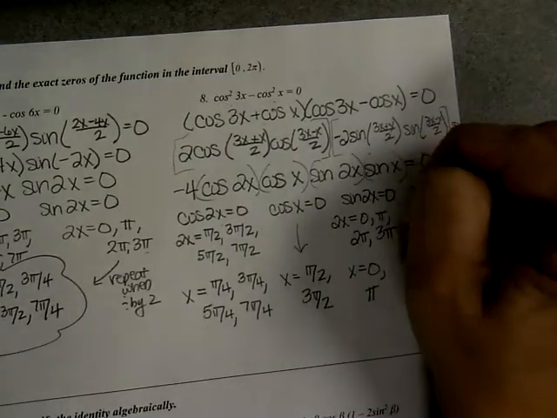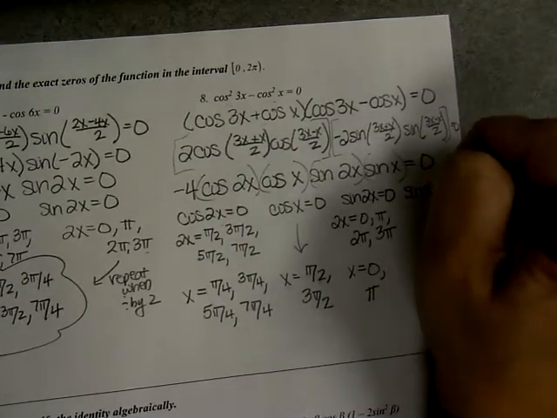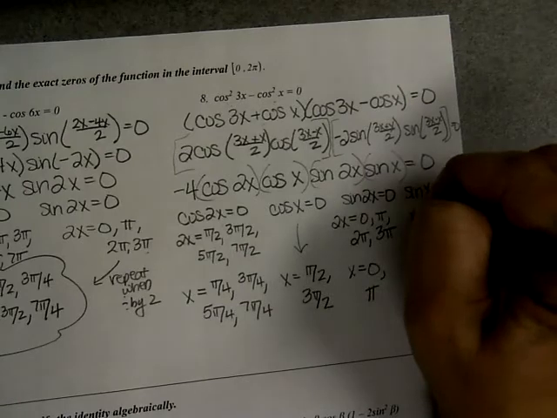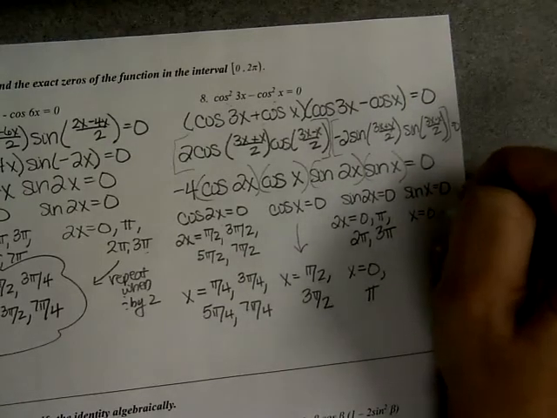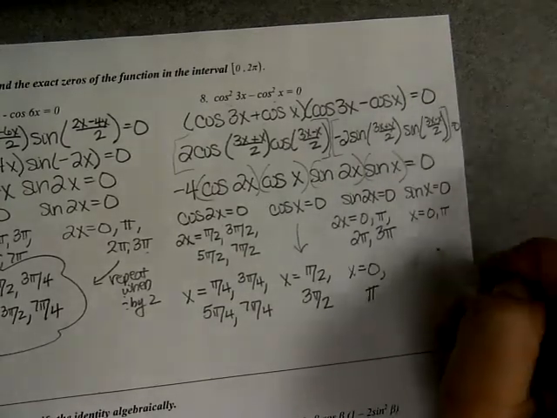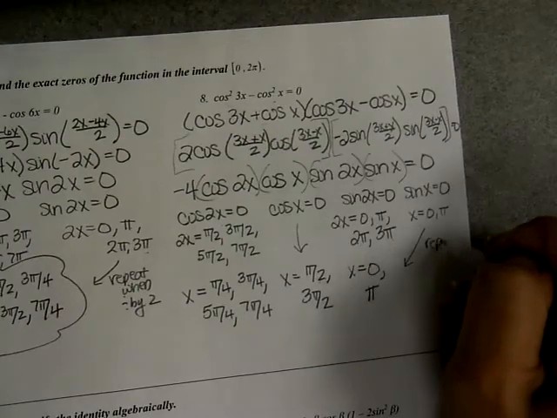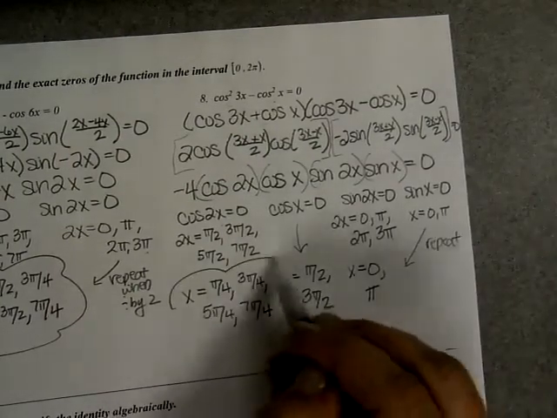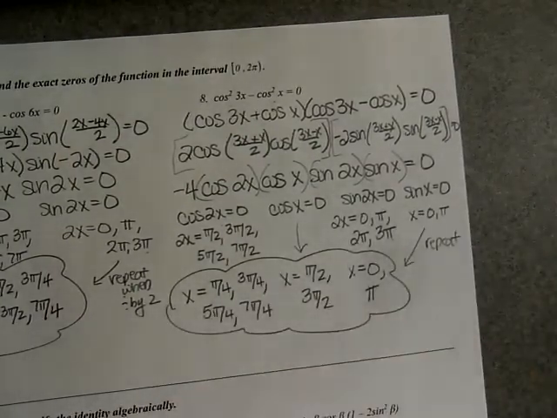Okay? Lastly, we have the sine of x equals 0. And again, that means that x could be 0 or pi, but notice that all of these repeat each other. So these are going to be my solutions.